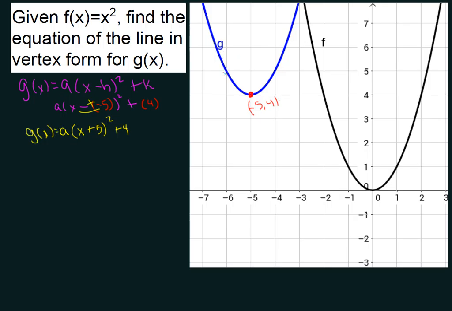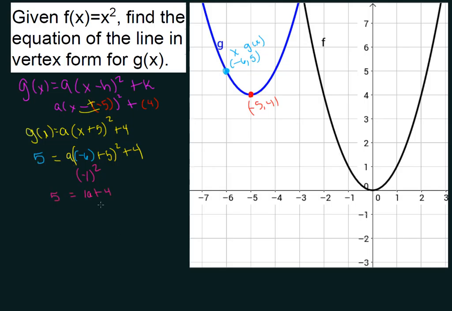We're going to take a point here, negative 6 and 5, and plug it in. This is going to be x, and this is going to be g of x. So we're going to plug in 5 here, and then negative 6 here. So we get 5 equals a times negative 6 plus 5 squared plus 4. Negative 6 plus 5 is negative 1. We're going to square it and get 1, bring down the a, and then I still have the plus 4 and the 5 equals.